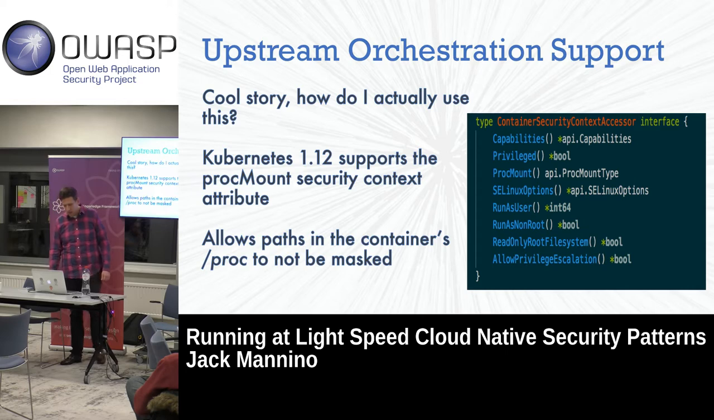Cool. So how do I actually use that? In Kubernetes 1.12, through proc mount, they've introduced a security context attribute. If you set that to be unmasked, then you can take advantage of some of these things. But I would not run this stuff in production.